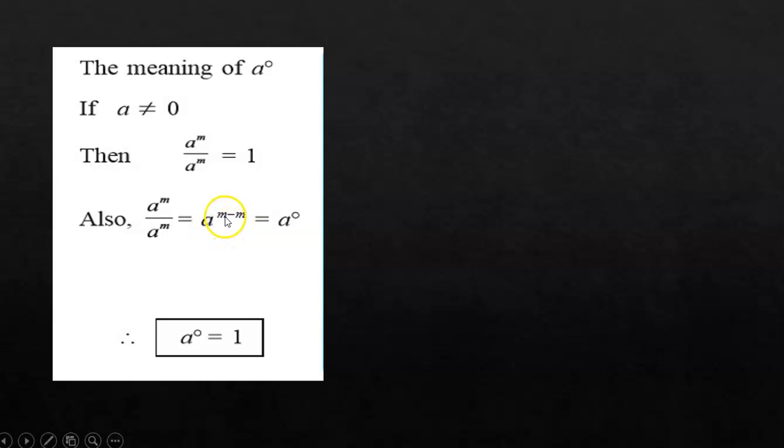So I have a raised to m minus m. M minus m would be 0. So a raised to 0. And I know that this value is 1. So a raised to 0, the value is 1.